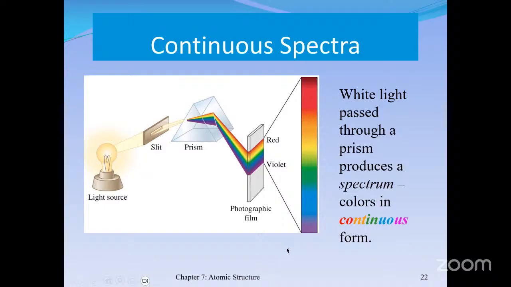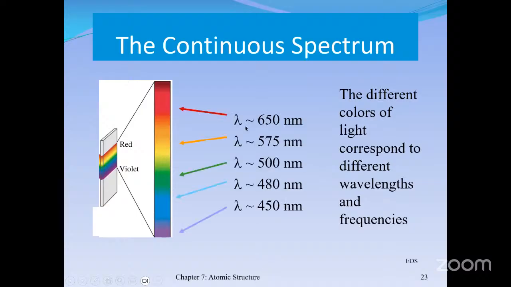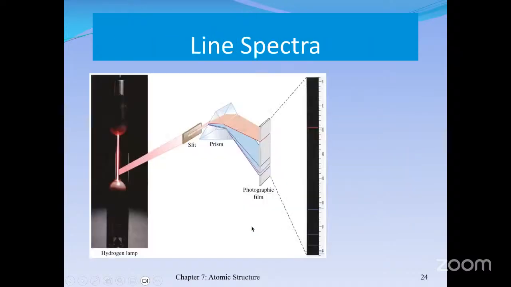Now, that's a continuous spectrum, and each of these forms of radiation will have different values for their wavelengths and frequencies. So what is shown here are the approximate wavelengths for the different colors that you see here, right? Okay, so that's a continuous spectrum. Now there's another type of spectrum known as the line spectrum, which is not continuous, right?